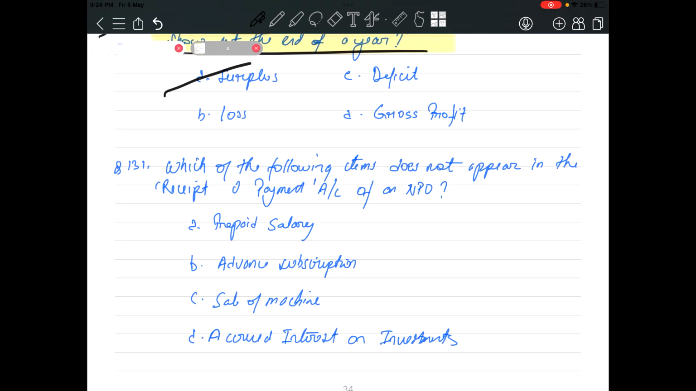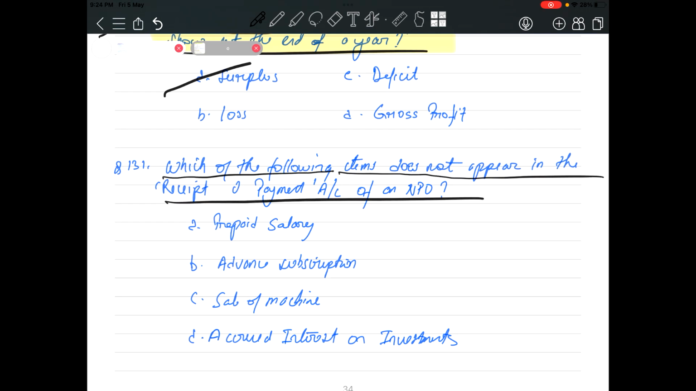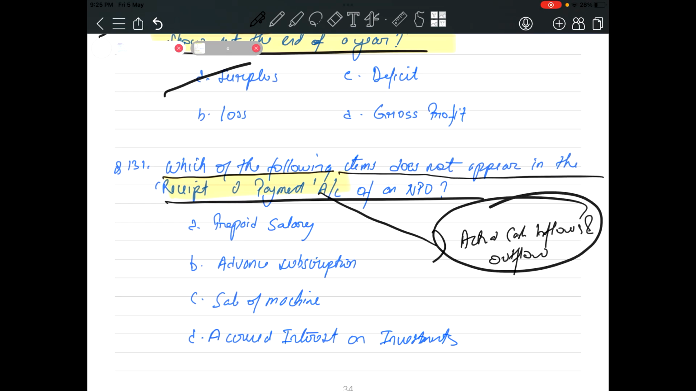Now let's see 135. Which of the following items does not appear in the receipt and payment account of an NPO? Now, what is this receipt and payment account? This will reflect actual cash inflows and outflows. So whenever you hear receipt and payment account, one thing you have to remember is that only actual cash inflows and outflows will be taken into this account.